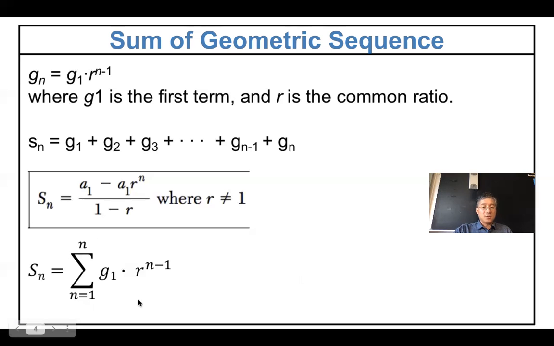So this symbol you need to understand: the first term, the ending term, and the formula here. You put it like this. You don't need to calculate like this. The calculator will do this, right?